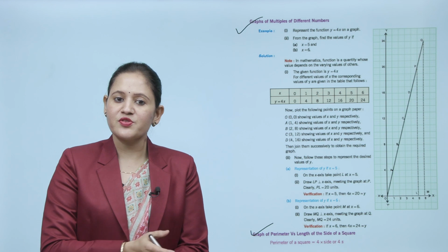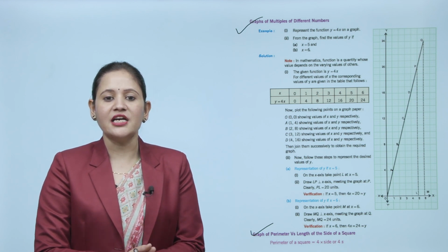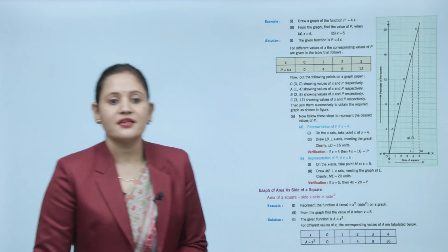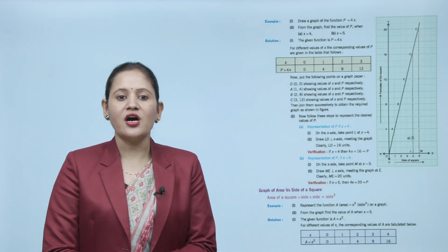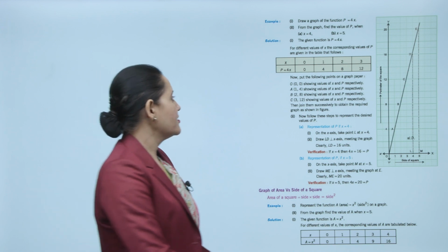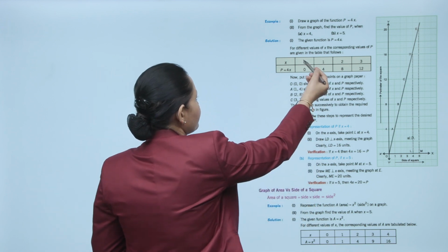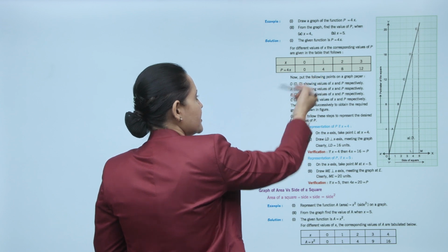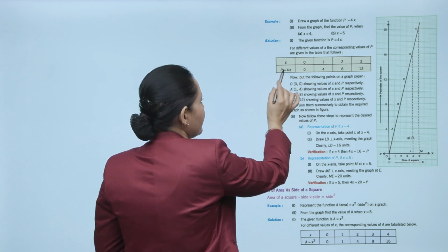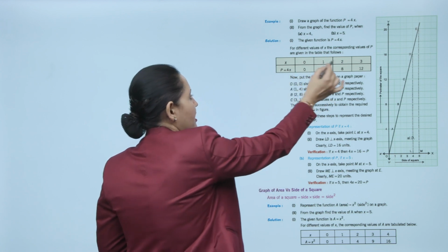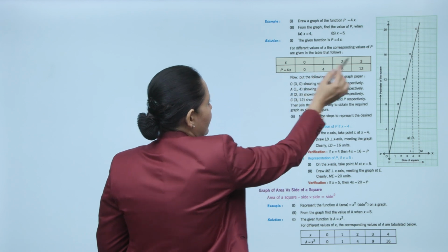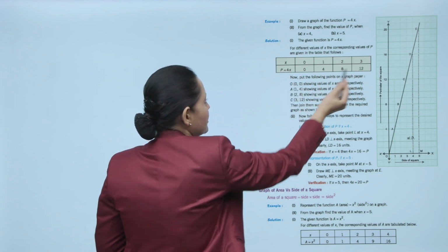As we know, the perimeter of a square equals 4 into side, or 4s. Example: draw a graph for the function p equals 4x. So the value of x is 0. What is the value of p? 0. 4 into 0, that is 0. If the value of x is 1, 4 into 1, that is 4. If the value of x is 2, 4 into 2, 8. If the value of x is 3, 4 into 3, 12.